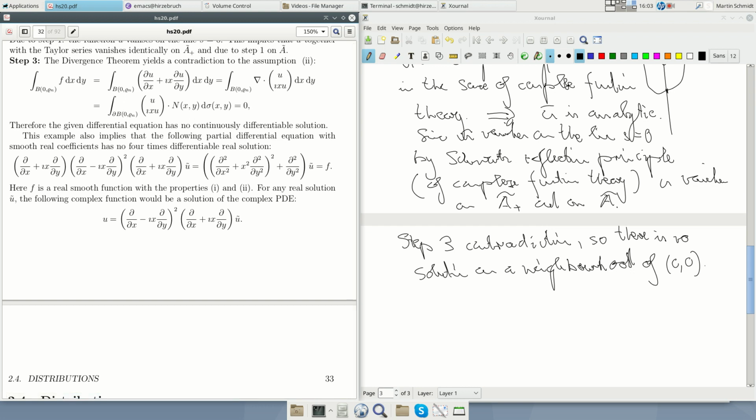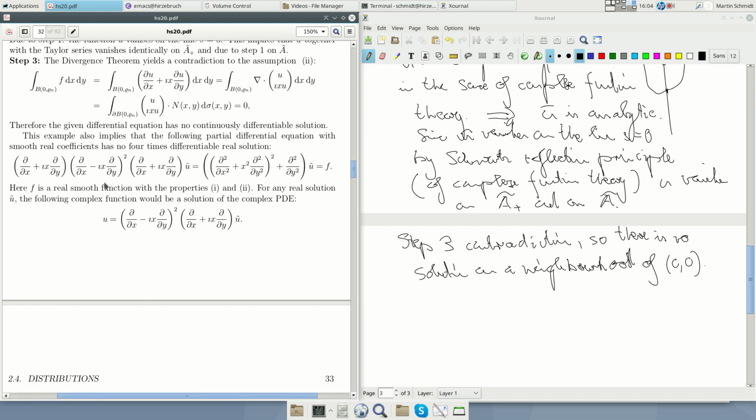This is now a real PDE. Of course, it's now a fourth order real PDE. But if u tilde is any solution of this equation, then u, where we just take this expression, solves the other equation. So we see we don't have any solution of this equation.